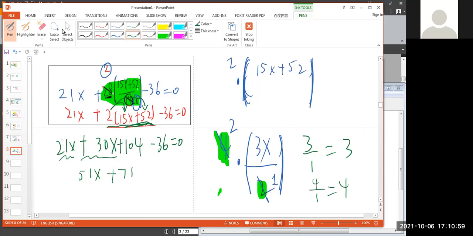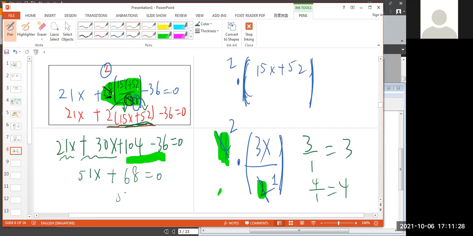No, not 71. Can you help me out using a calculator? 104 minus 36. What should I get? It's 68. Okay, 68 equals to 0.